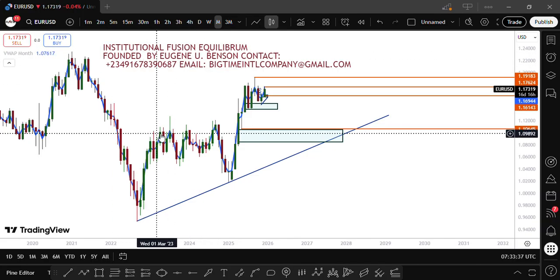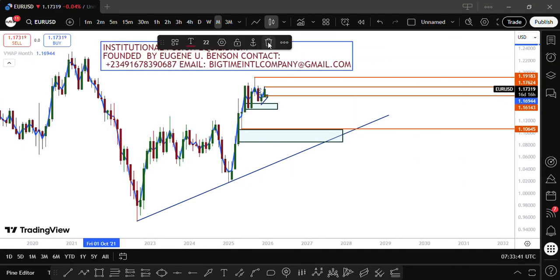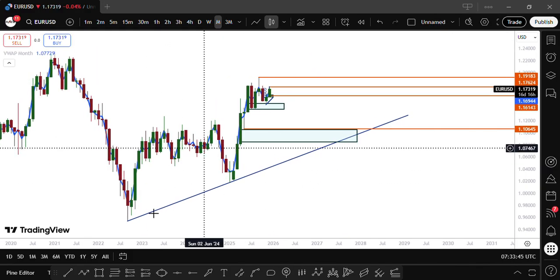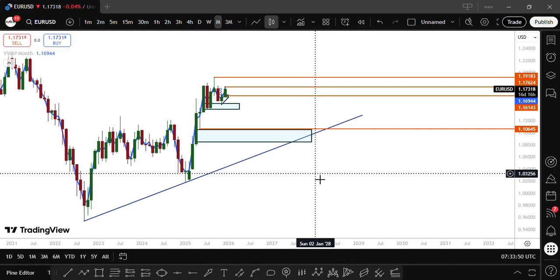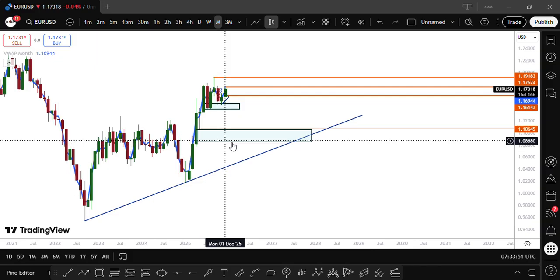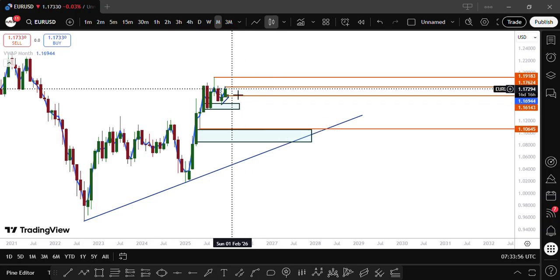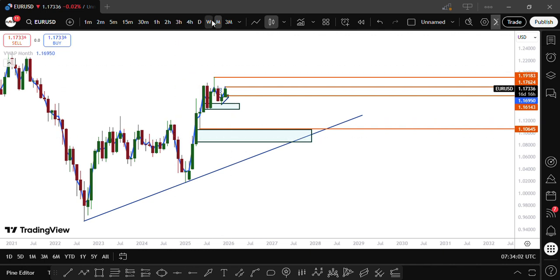Okay, so you're going to look at what the market has for us today. This is EURUSD, and this is the monthly time frame. We are currently on a bullish trend where we have our fusion equilibrium here on my strategy. Since we are on a bullish trend in the monthly time frame, let's check what the weekly time frame has.